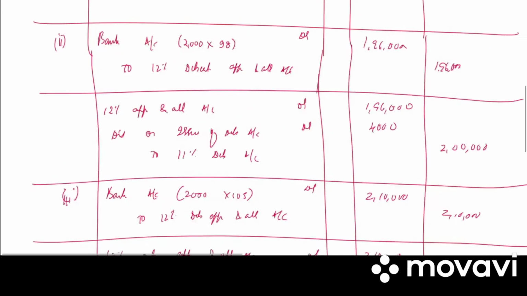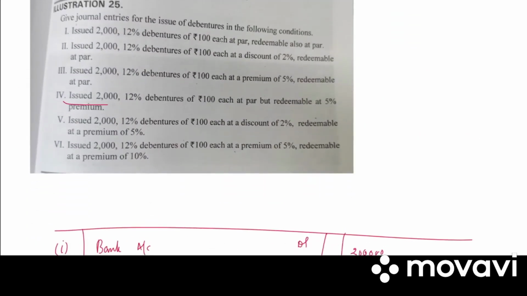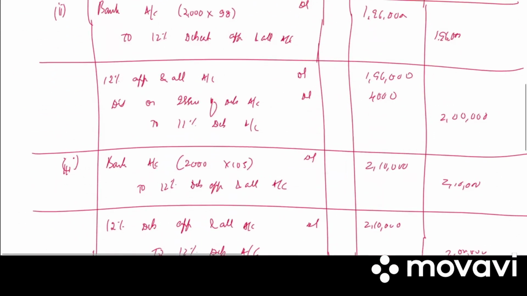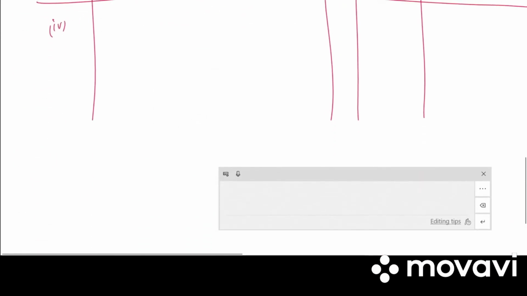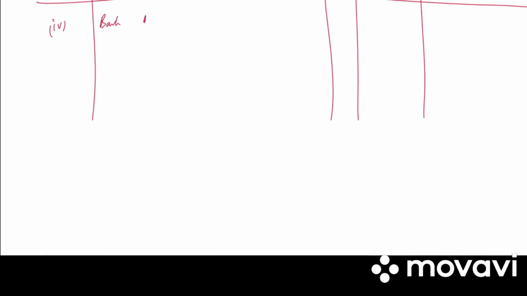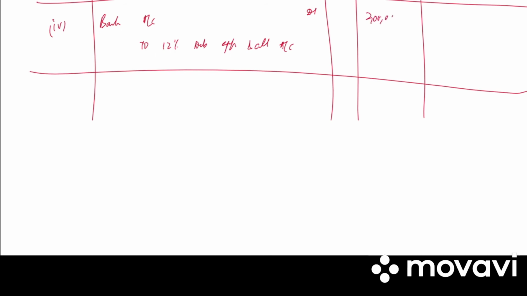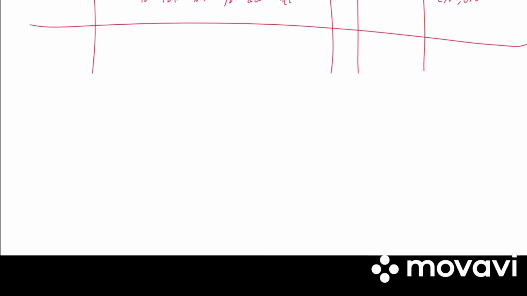Next we have case 4. What is case 4? Issued at par, redeemed at premium. So first entry will remain the same again. Bank account debited to 12% debenture application and allotment account. How much is it? 2 lakh debit. Why 2 lakh? Because it is redeemed at premium and not issued at premium.